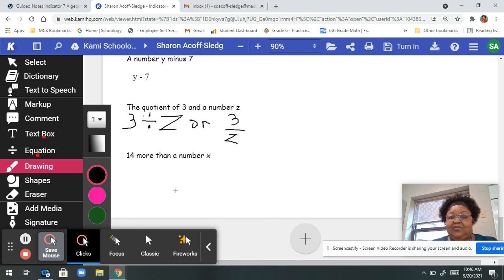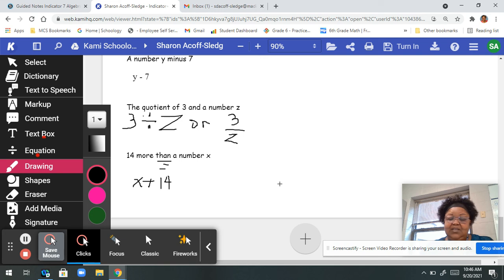Now, for this last one, we got that than again. See that? So 14 more than a number x. And than means what? Reverse. So the x is going to go first. More than, that tells me I need to add 14. So x plus 14. So that is 14 more than a number x. Than means reverse.